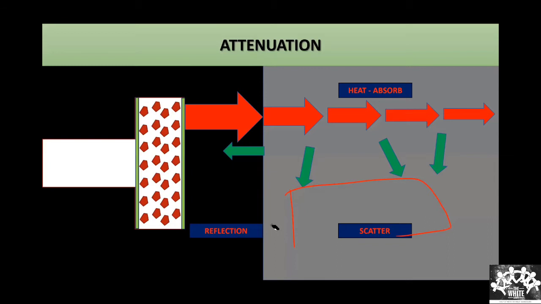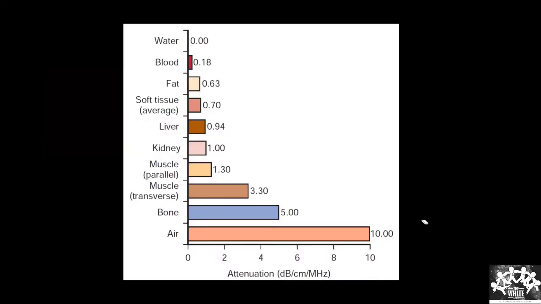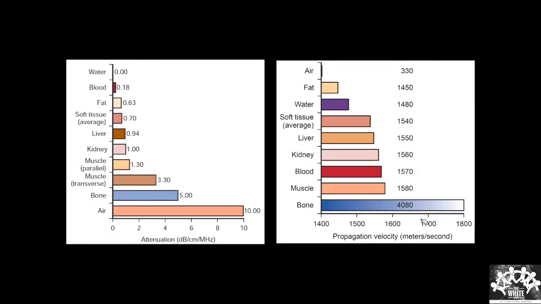And as we go deeper, what will happen? As we go deeper, the sound will get absorbed, scattered, and reflected. So as I go deeper and deeper, what should happen to the brightness? It decreases. So how will I compensate for it? Time gain compensation. Good. I compensate for it with time gain compensation. Is everyone clear with it?